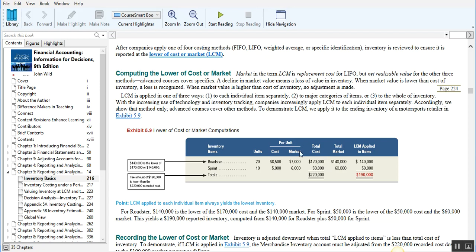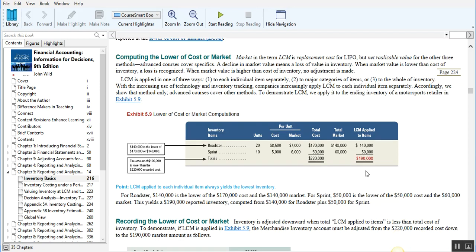In this case, the total cost that we have is $170,000, but the market value is $140,000. So we need to make an adjustment in our inventory valuation to drop the value of the Roadster model down to $140,000 of that inventory. For the Sprint version, there's no need for an adjustment because market value is higher than the cost, so we're not going to mark it up. Now, this is because of the conservatism principle in accounting. We will always understate it rather than overstate it.